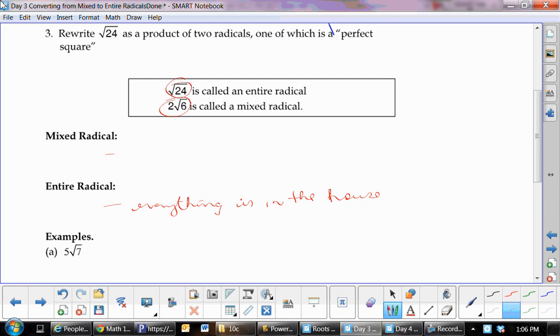If our definition is more complicated than the word itself, then we need a better definition, right? So if everything's in the house, that's an entire radical. What should I call the thing that's outside the house? It actually has a name. It is called a coefficient. So a mixed radical has a coefficient.